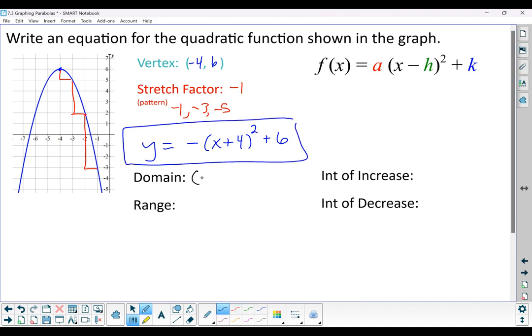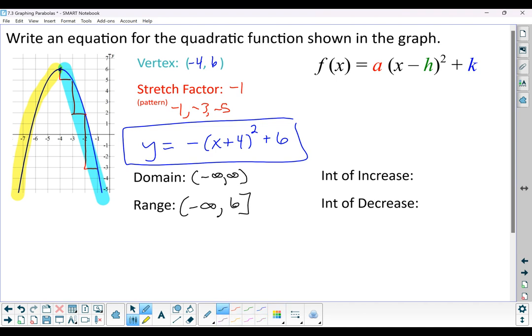The domain is, of course, negative infinity to positive infinity. The range for this graph would be, whoops, I started doing a bracket, but this is definitely negative infinity up to 6. So for increase and decrease, we need to break that parabola up. When we look at this one, we can see that it's increasing at first, and then when it hits that vertex, it turns around and it decreases. So we've got a little bit of each, a little bit of increase and a little bit of decrease.